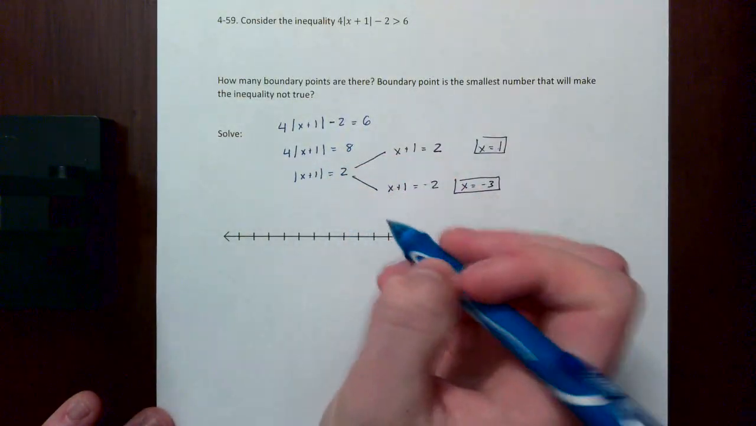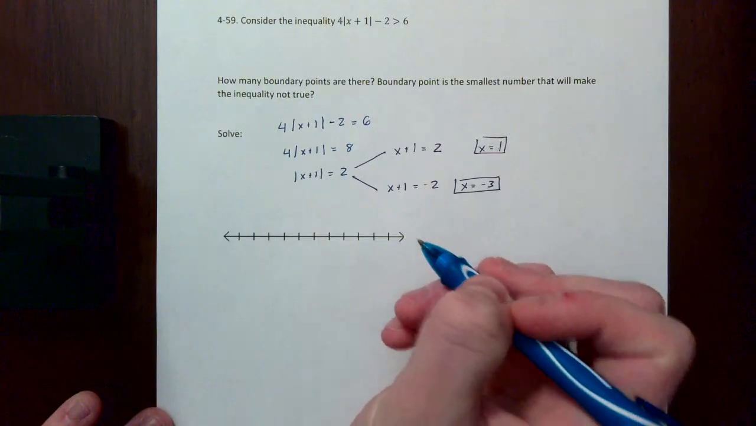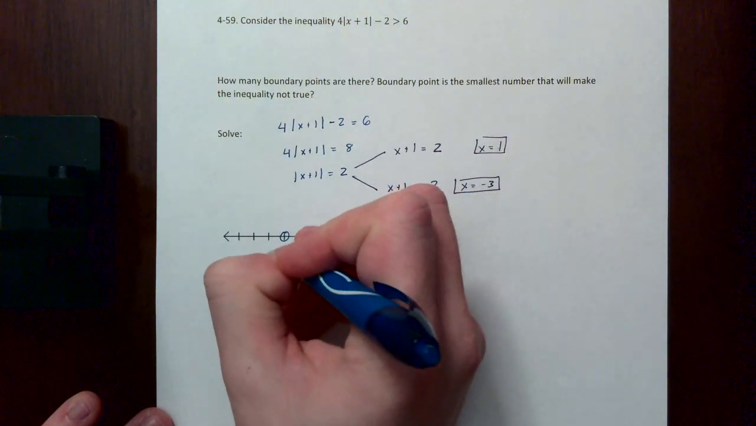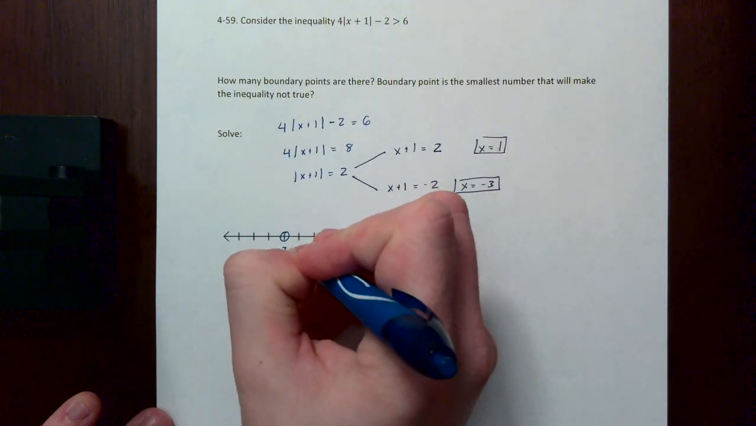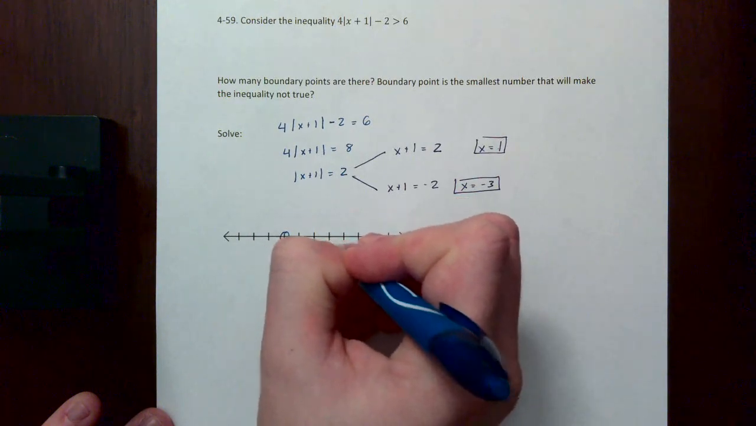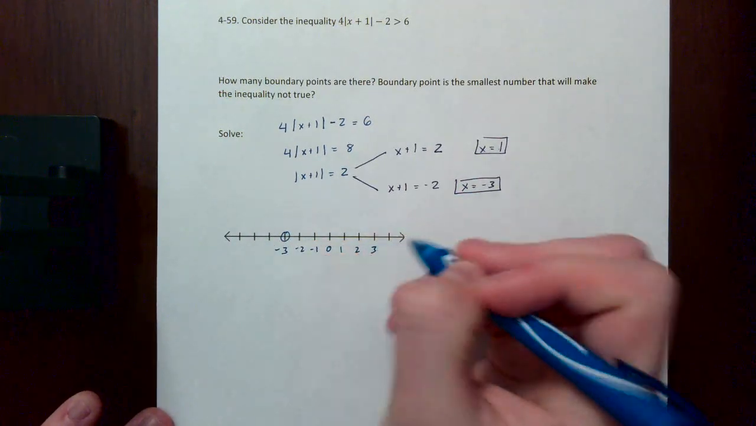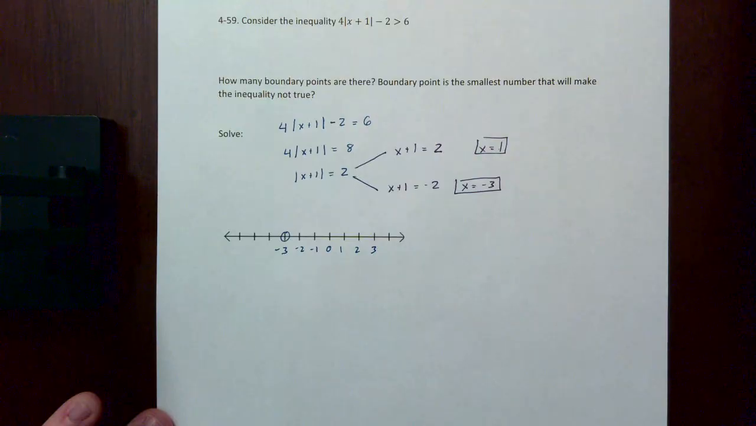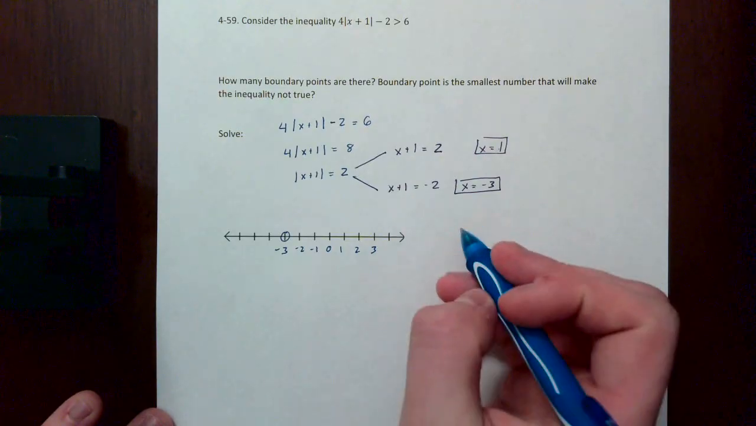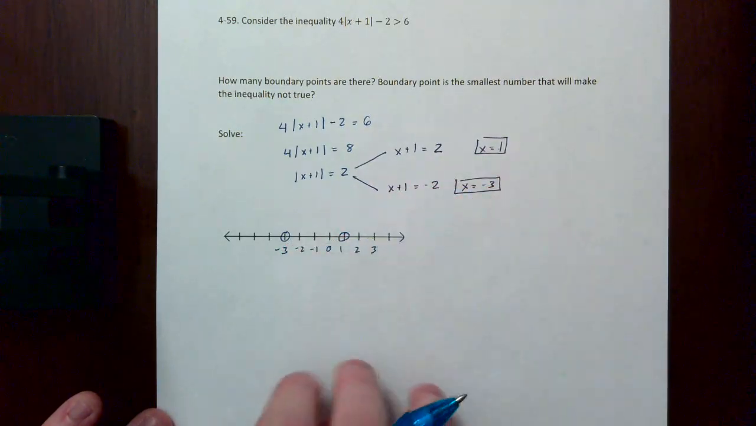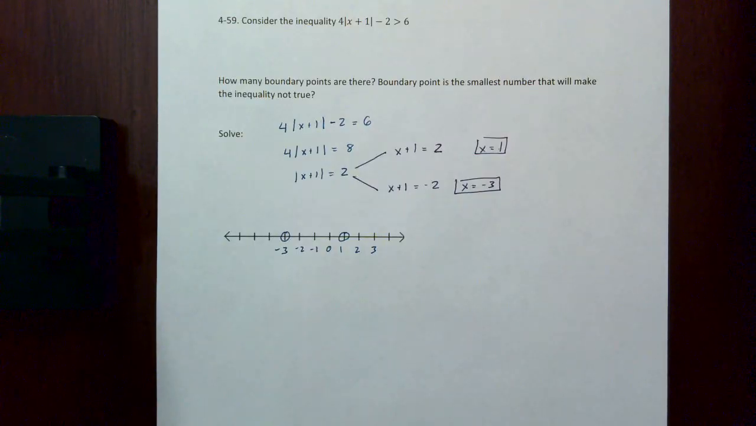So I'm going to take a look and label it. I'm probably going to go negative 3, then negative 2, 1, 0, 1, 2, 3. That's good enough for me. In this case, I've got my open dot at negative 3, and then I'm going to have my open dot at the value of 1. All right, so that was step 2.